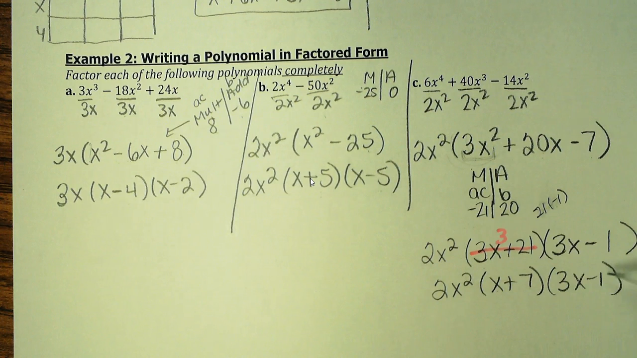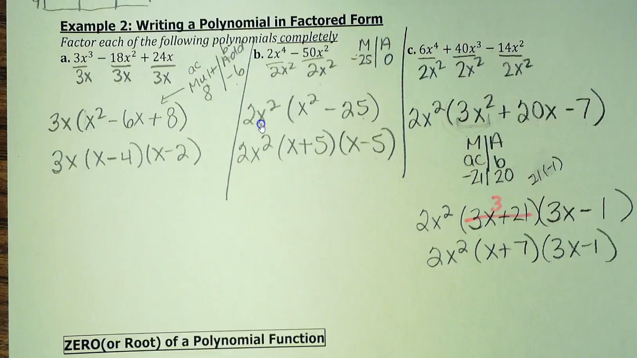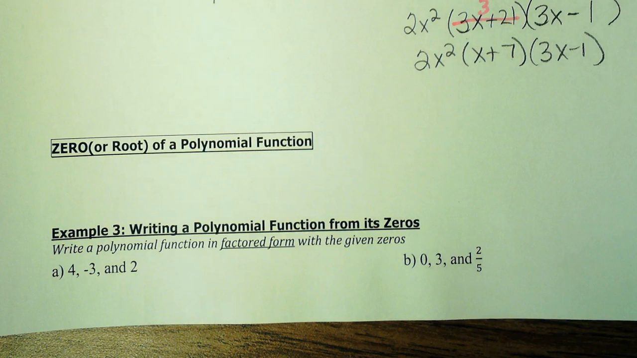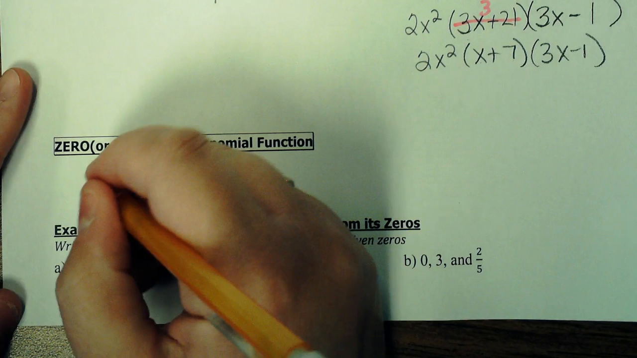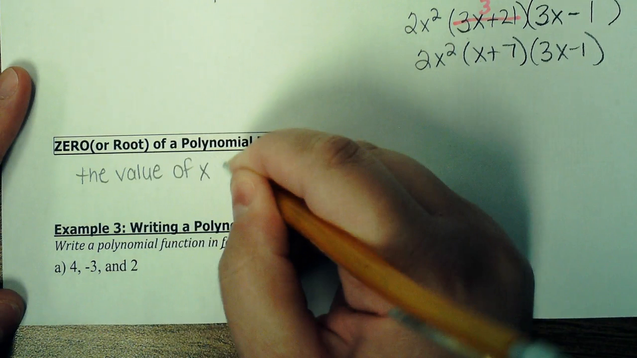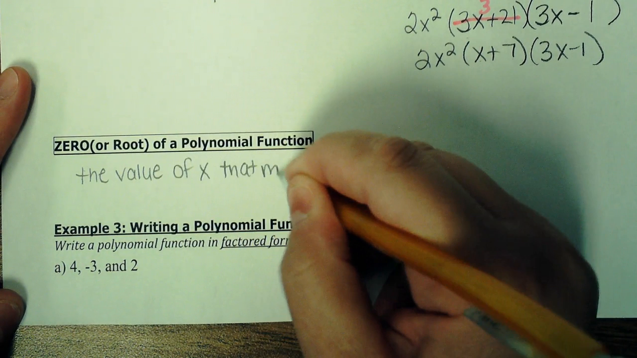Started with standard, ended up in factored. And now we're going to get into the whole reason that we're doing this. So we're going to start solving polynomial equations. And so what we call a zero is the value of x that makes the equation true.